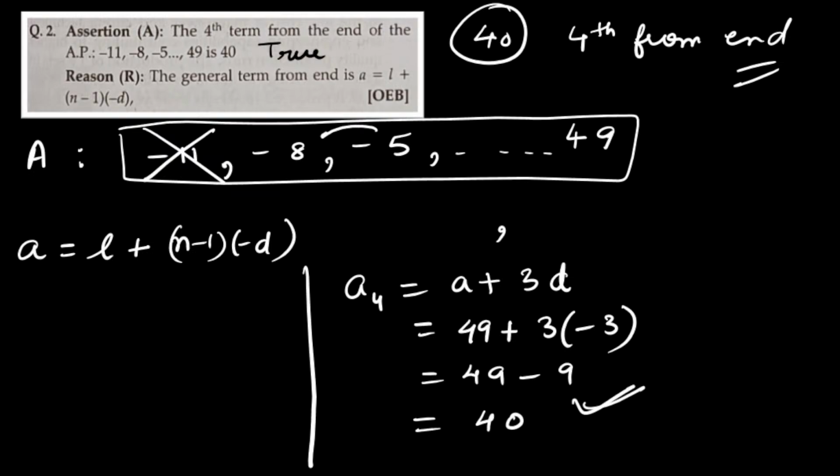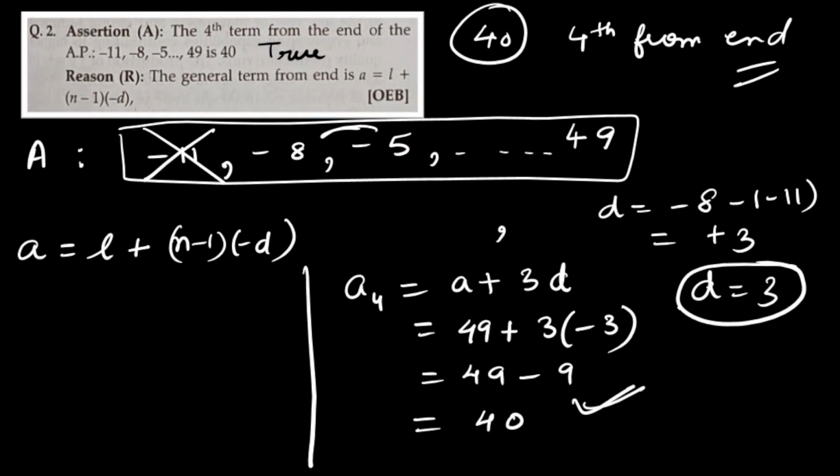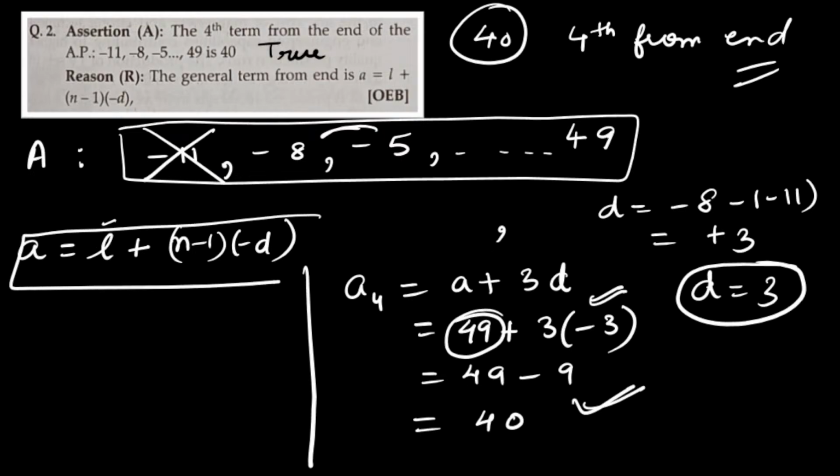If you check the original sequence, what was the original D? Minus 8 minus of minus 11. So this was positive 3. D was initially positive 3. So when we used it in the reversed form, here we use the last term, and here we use negative D.